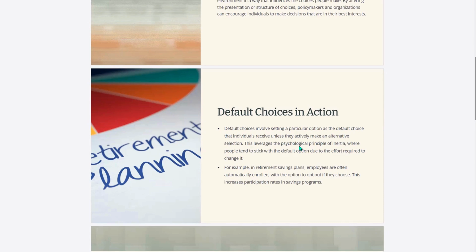Okay, so let's look at default choices. Default choices involve setting a particular option as a default choice that individuals receive unless they actively make an alternative selection. For example, in many government offices, when people are given their salary, a portion of their salary is by default automatically saved into provident fund. I'm sure you may have heard the word provident fund, PF. A portion of your salary goes directly into it.